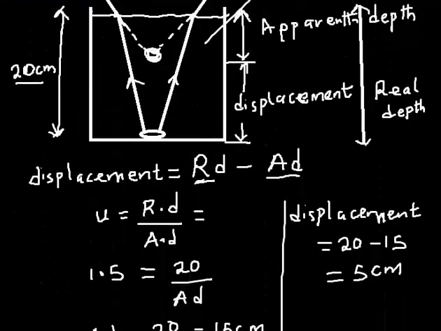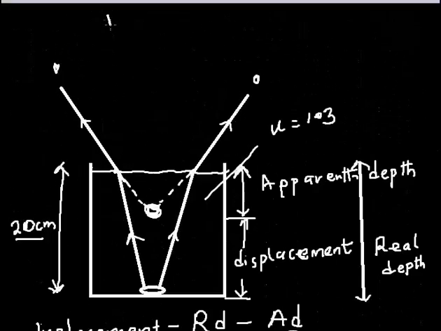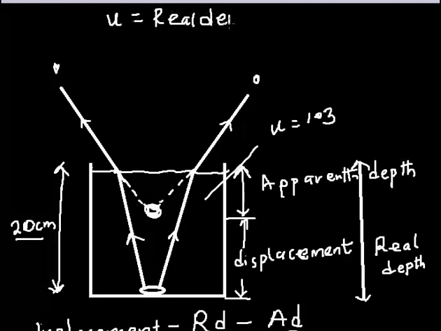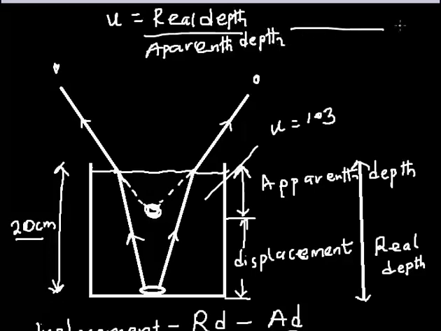So don't forget the formula. Refractive index is also expressed as real depth all over the apparent depth. So I can call this formula 2.